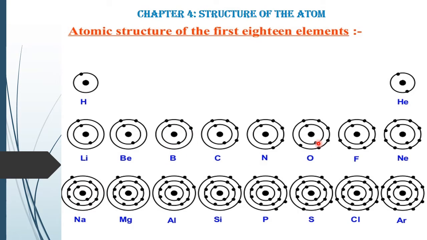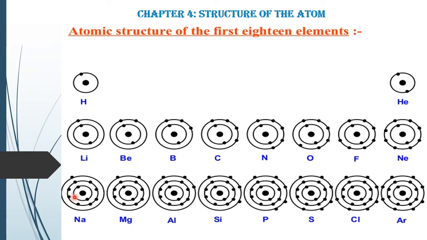Next we come to oxygen. Oxygen has 2 electrons in the first shell, 6 electrons in the second shell. So the atomic number is 8. Now we come to neon. Neon has 2 electrons in the first shell, 8 electrons in the second shell, the L shell. That is, the atomic number is 10.